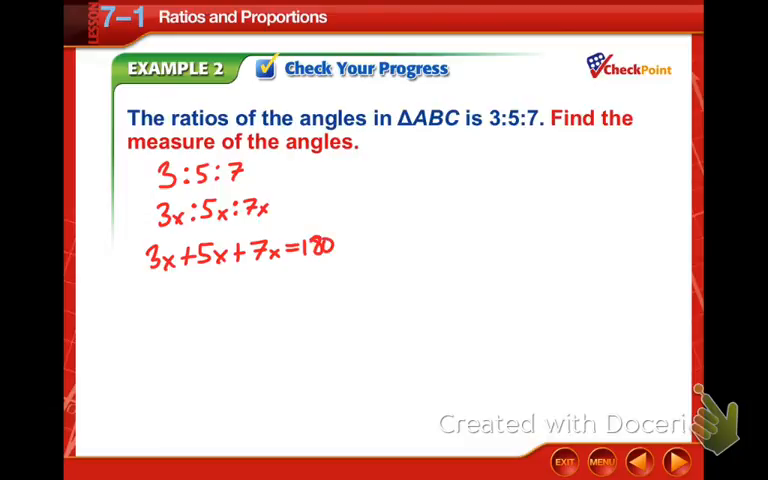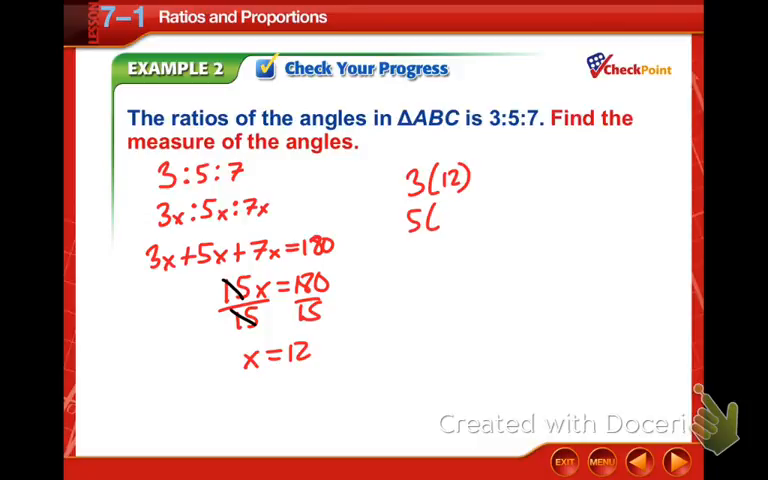So, once again, add all the ones on the side. 3 plus 5 is 8, 8 plus 7 is 15, 15x equal to 180. We divide by 15, and x is equal to 12. So once again, plug it back in. 3 times 12, 5 times 12, and 7 times 12.